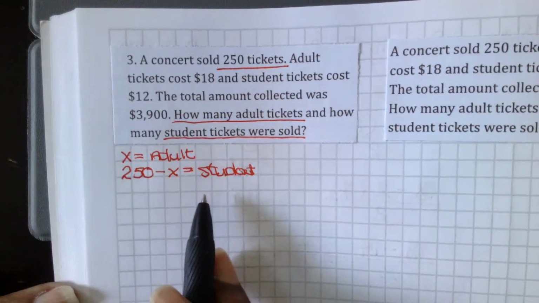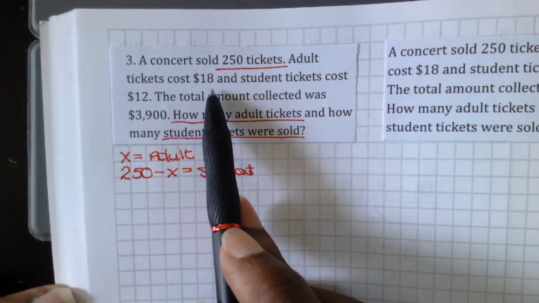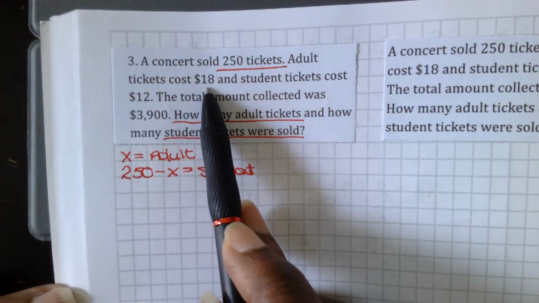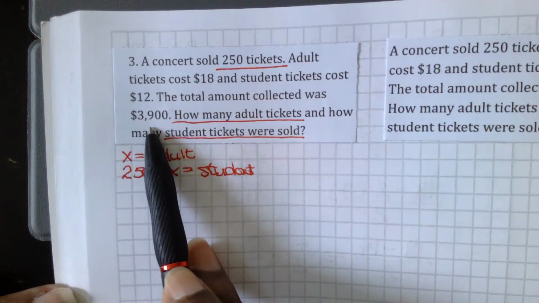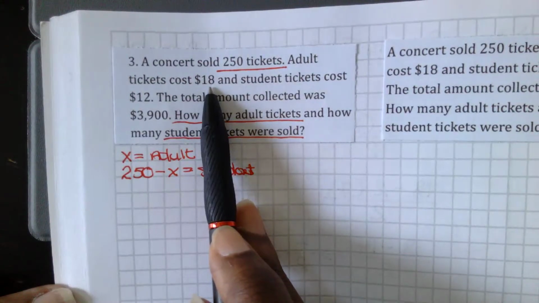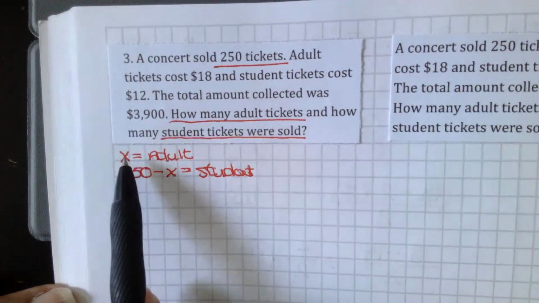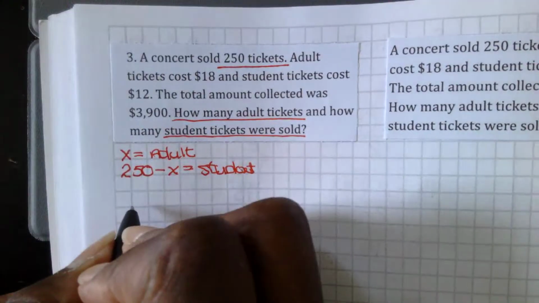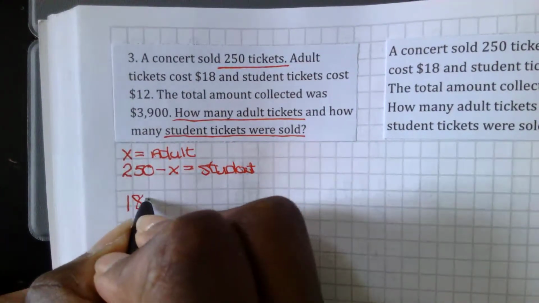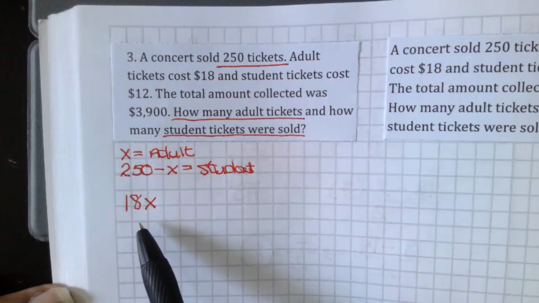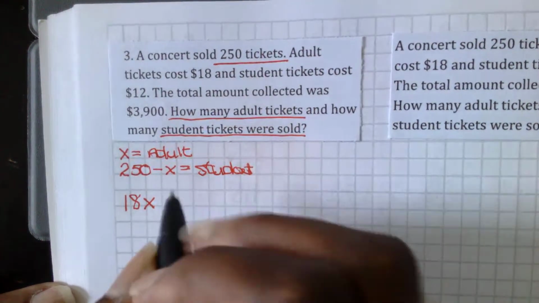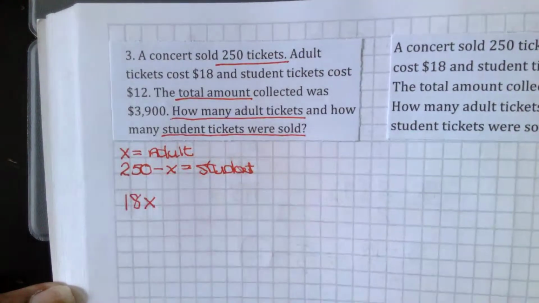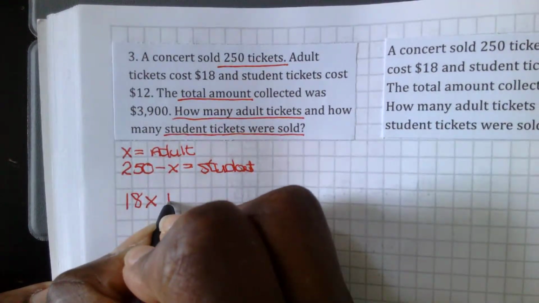So for us to solve this, they told us that the adult tickets are $18 each, right? And the student tickets are $12. And the total amount collected was $3,900. So if I'm paying $18 per ticket and I don't know how many adult tickets I have, that's going to be represented as 18x, because I'm multiplying 18 by every ticket that I sold. Now, since it is the total amount, that means we're going to add.